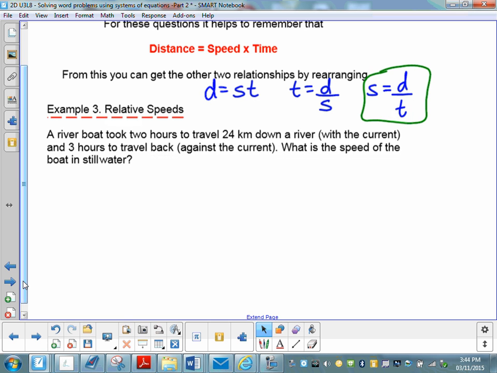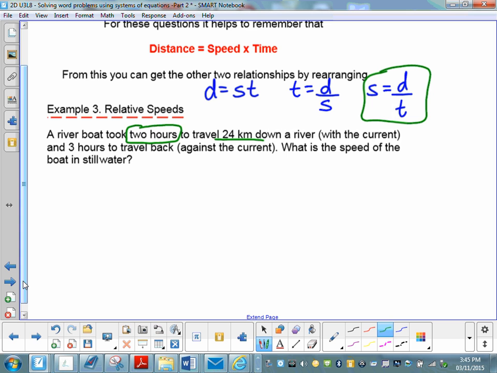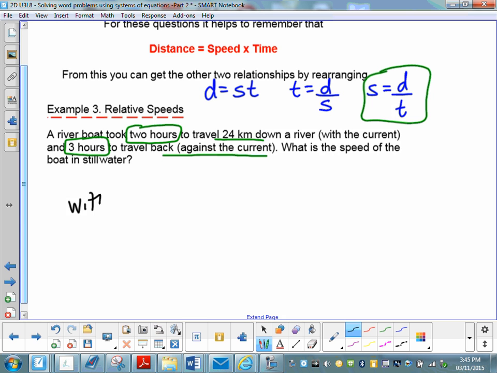So in this question, a riverboat took 2 hours to travel 24 kilometers down a river. So they had the current with them when they were going down the river, and then 3 hours to travel back against the current. So the distance would be the same, but then they're going against the current, and that's why it took longer. So in these questions, we're going to have a table that's got one section that's with the current, and the other one is against the current.